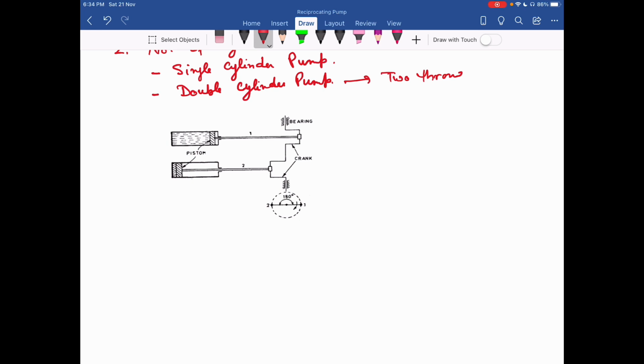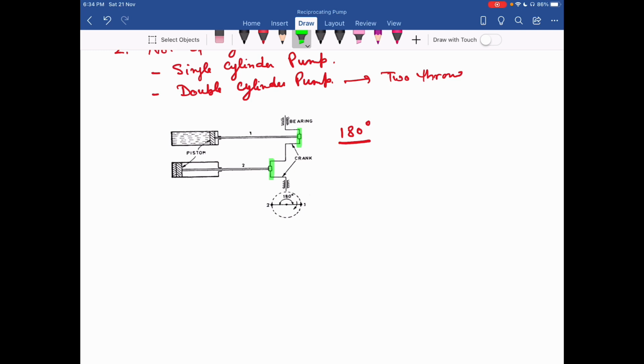Each piston is connected by a crank. The crank is set at an angle of 180 degrees. You can see the crank position is set at an angle of 180 degrees. On one side, one crank is on this side and the second crank is totally on the opposite side, that is this one. So that we call as set at an angle of 180 degrees.